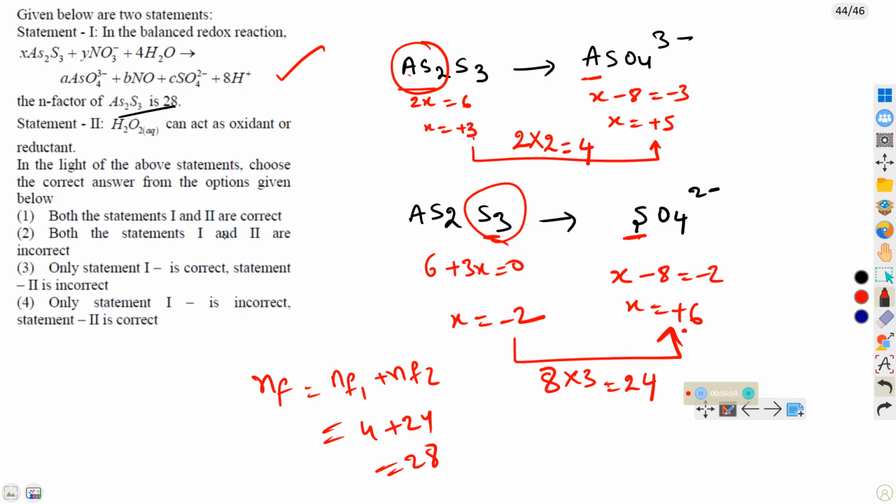Statement 1 is correct. Statement 2: H2O2 can act as an oxidant as well as a reductant. Both are correct.